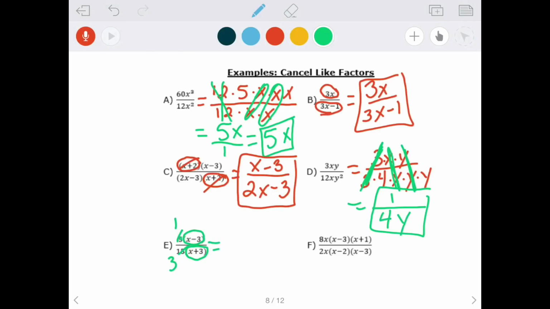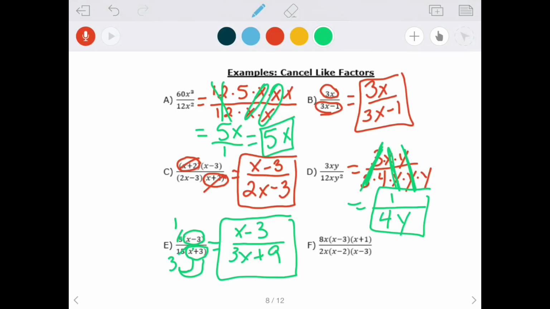So if I do that, then I have 1 times x minus 3, so I'm just going to put x minus 3 over, and remember we have to completely finalize our answer, so we're going to distribute that 3 to the x and the 3. So 3 times x is 3x, and then 3 times 3 is 9. So our final answer is x minus 3 over 3x plus 9.